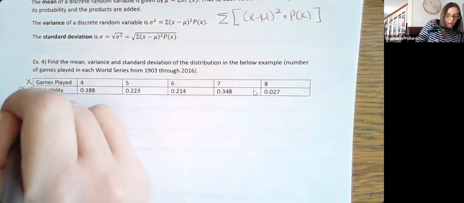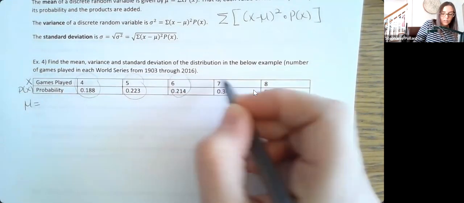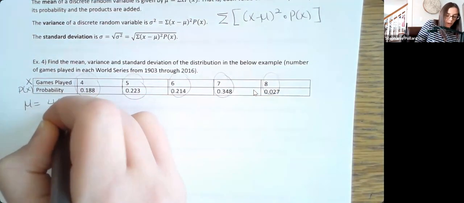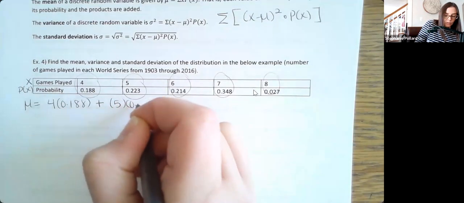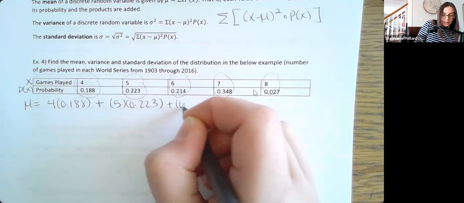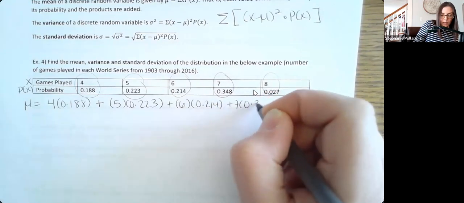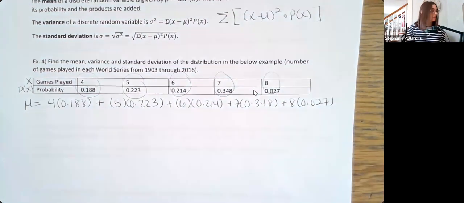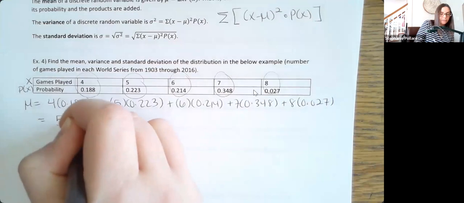So to find the mean, all we're going to do is multiply each of these pairs together. You're going to take the x value and multiply it by its probability. So 4 times 0.18, then we're going to add it with 5 times 0.223, add it with 6 times 0.214, 7 times 0.38, and finally 8 times 0.027. And we're just going to use our calculator here, so I encourage you to try that at home. Make sure you're using the calculator correctly. And what you get there is 5.803.